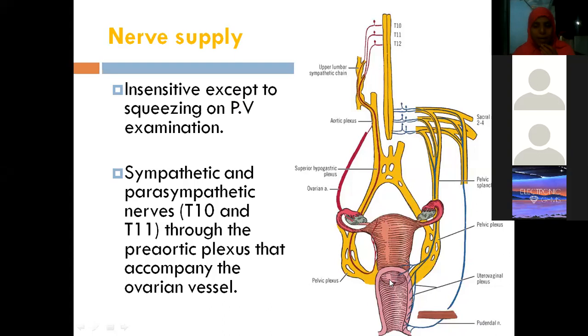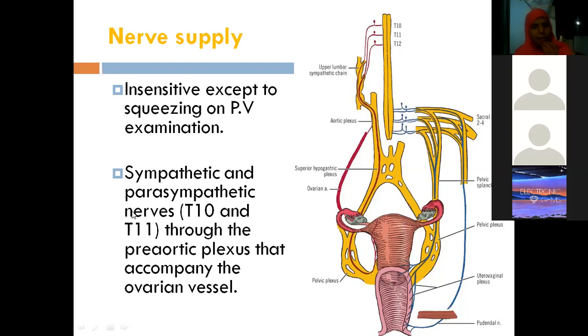During pregnancy you will see the cervix becomes very soft. Softening of the cervix is the first sign of pregnancy. Even when you just pass the finger through the vagina, you call it pervaginal examination, and we see the ovaries are insensitive to pain when we do the pervaginal examination.